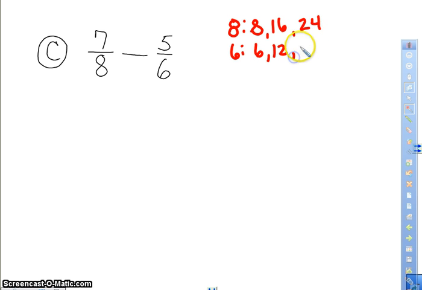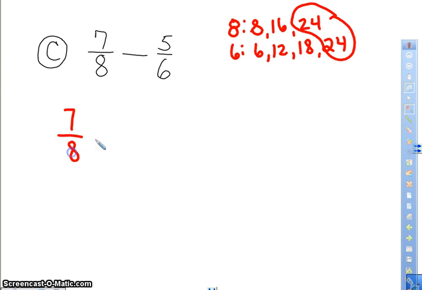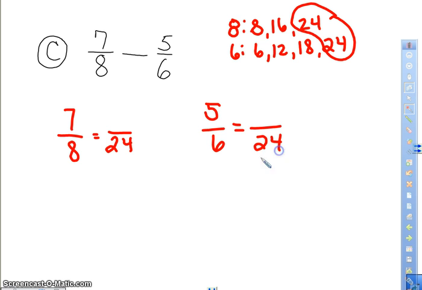24 and 18. And then you'll notice that I have a 24. So 24 is going to be the LCD for 8 and 6. So in this problem, I'm going to have to change both of them. I'm going to have to change 7/8 to a fraction with 24 as the denominator, and I'm also going to have to change 5/6 to a fraction with 24 as the denominator.